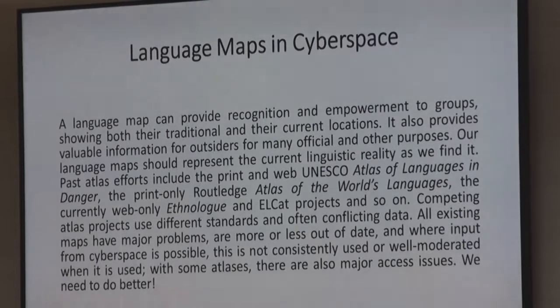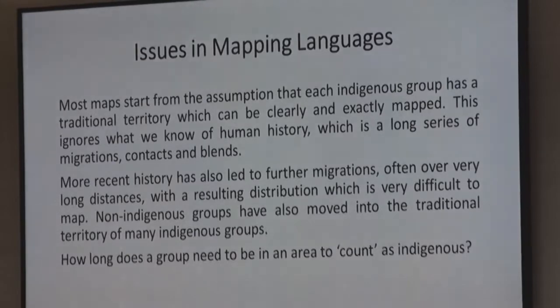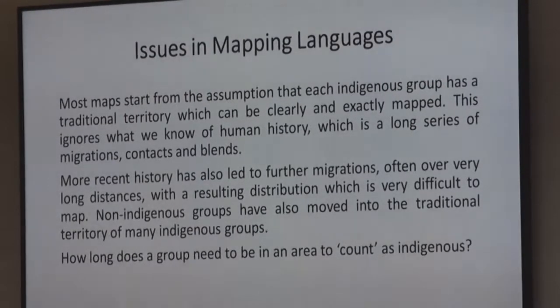When we want to map languages, next slide, please. Maps start from the assumption that languages are in a traditional territory which can be clearly and exactly mapped. This ignores what we know of human history, which is a long series of migrations, contacts, and blends. Recent history has also led to very substantial further migrations over very long distances, where the distribution of languages is very difficult to map.